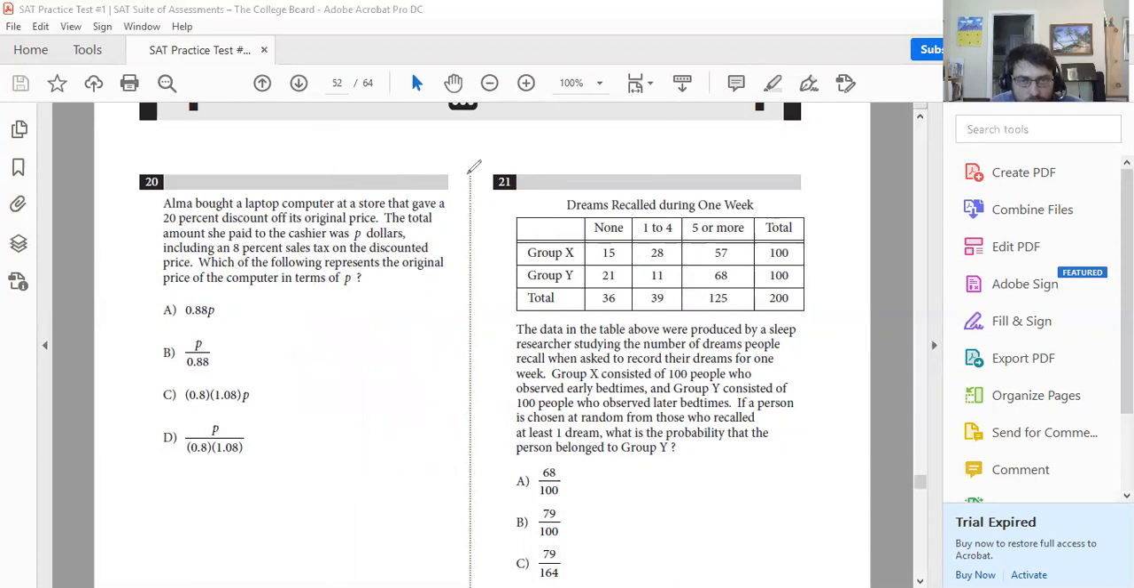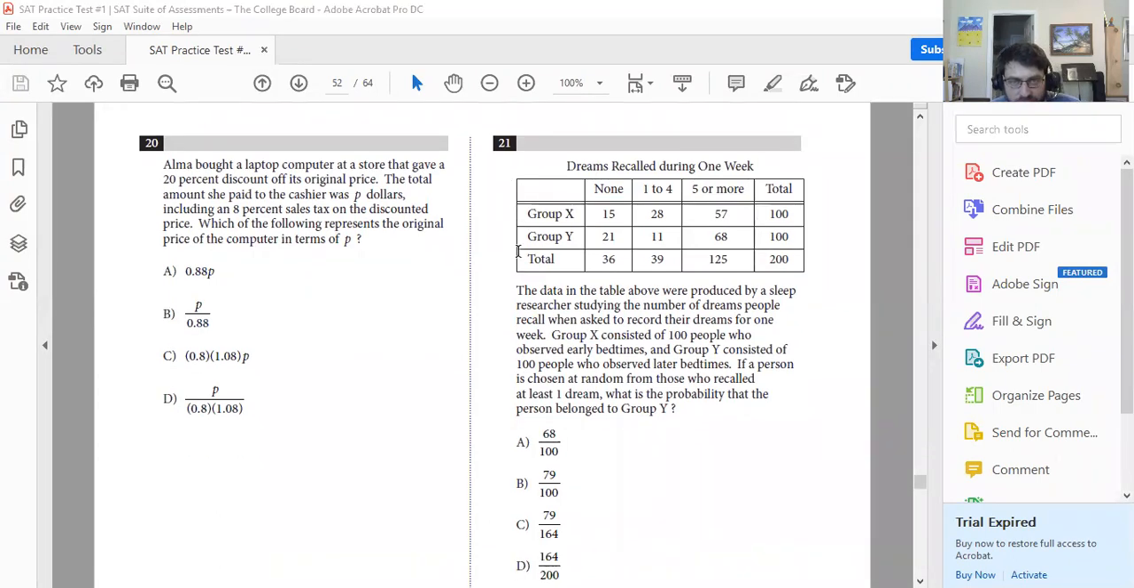Let's go to number 21. Maybe I'll bring it down just a little so we can get that last number in there. Good. Back to draw.